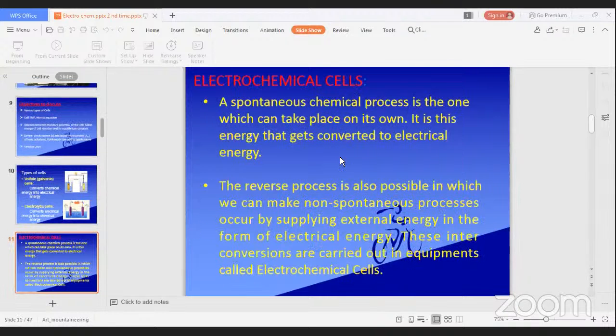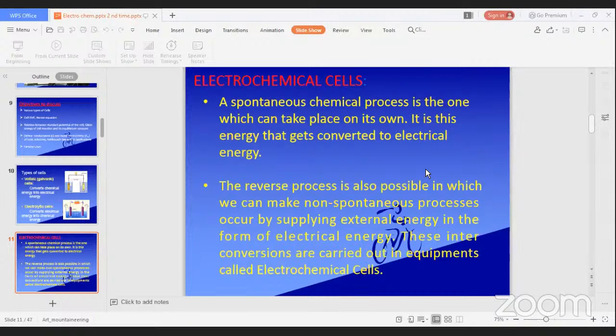Yeah, next one. So electrochemical cell. We are discussing two cells. First one is electrochemical cell. What is an electrochemical cell? The spontaneous chemical process, the conversion of a chemical reaction to an electrical process. So this one is a spontaneous reaction, spontaneously taking place.